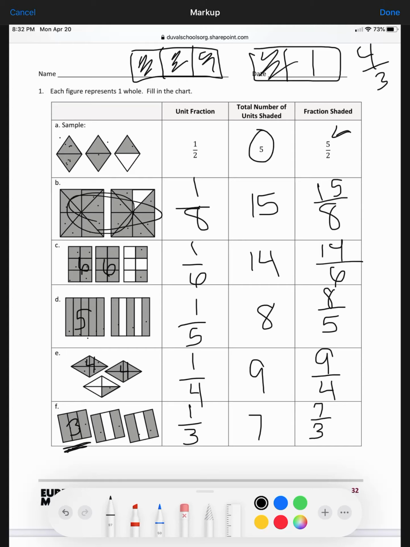The worksheet that you're going to be working on today in forms is exactly like this worksheet. It's just different objects, but you'll be filling it out the same way. They'll have the unit fraction first, the total number of units shaded, and then the fraction shaded. So if you have any problems, let me know.